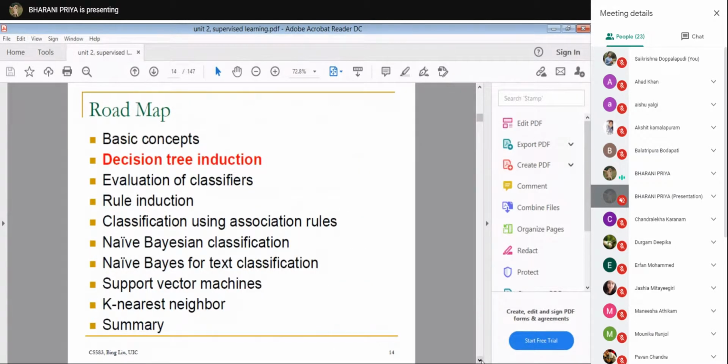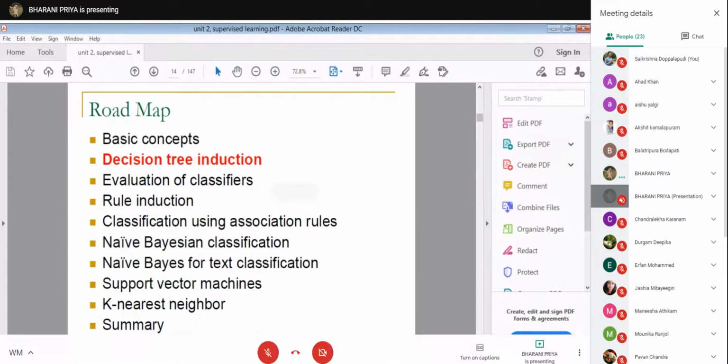Decision tree is the next topic, I'll stop here. Any doubts? No, ma'am. Right.